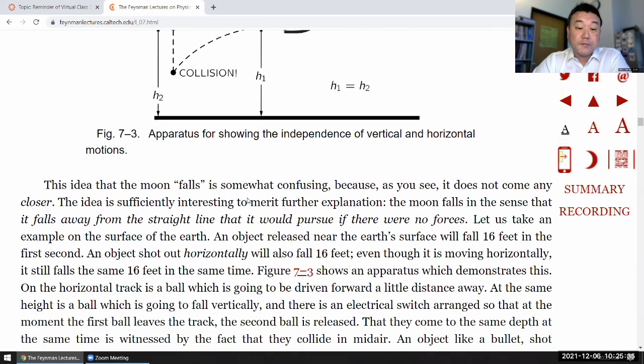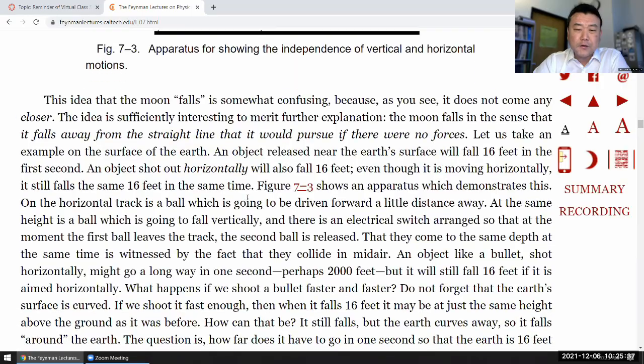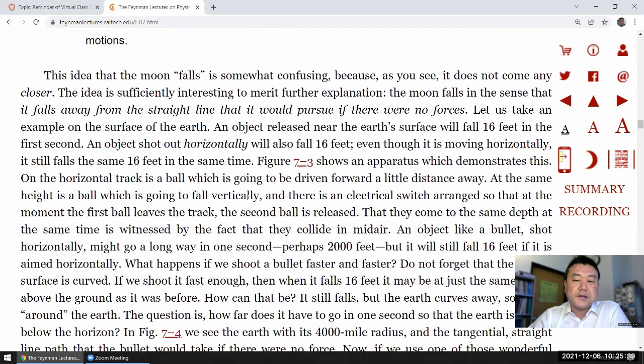The idea that the moon falls is somewhat confusing because, as you see, it does not come any closer. The idea is sufficiently interesting to merit further explanation. The moon falls in the sense that it falls away from the straight line that it would pursue if there were no forces. Let us take an example on the surface of the Earth. An object released near the Earth's surface will fall 16 feet in the first second.